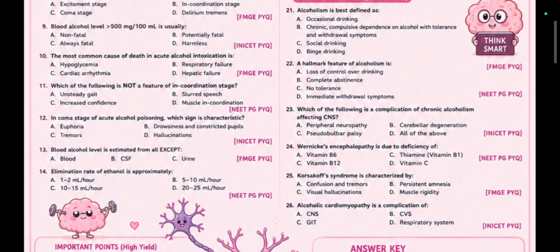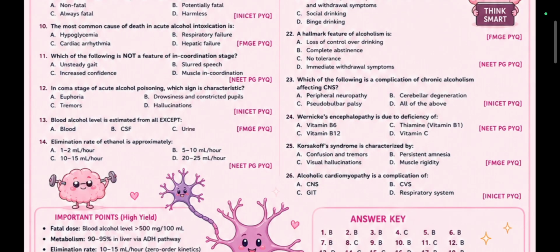Loss of control over drinking is the hallmark feature. Which of the following is a complication of chronic alcoholism affecting CNS? Peripheral neuropathy, cerebral degeneration, pseudobulbar palsy, all of the above. Option D, all of the above. Wernicke's encephalopathy is due to deficiency of which vitamin? B6, B12, C, B1.